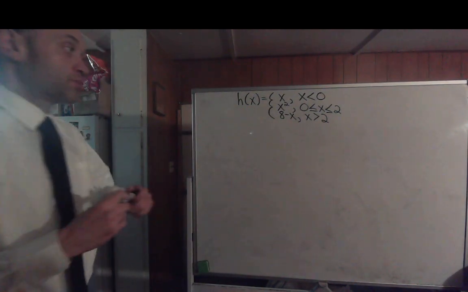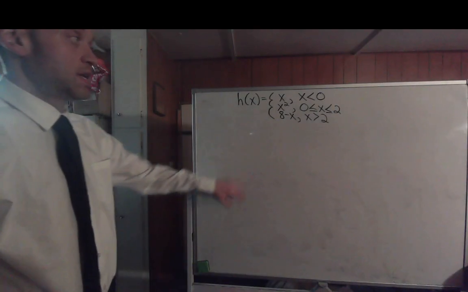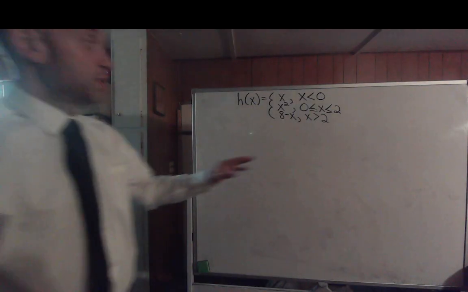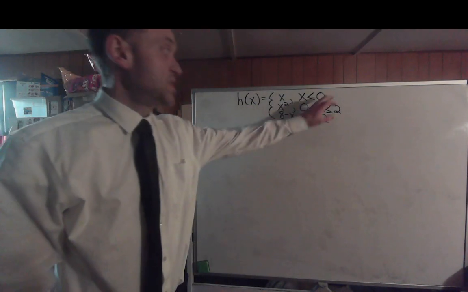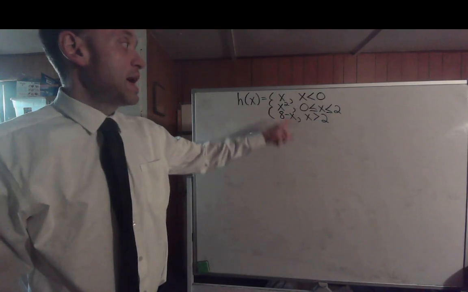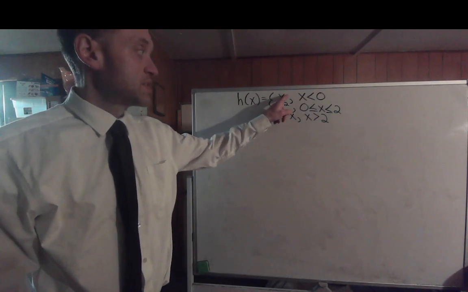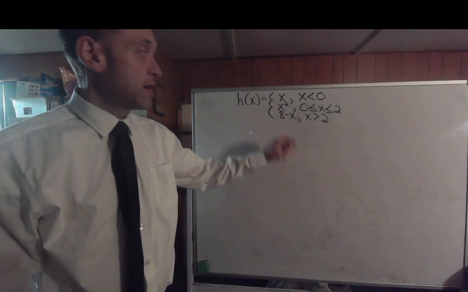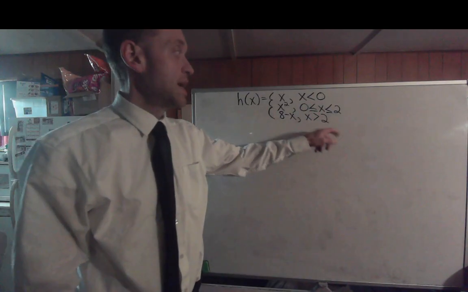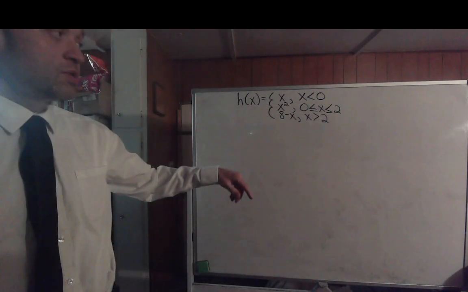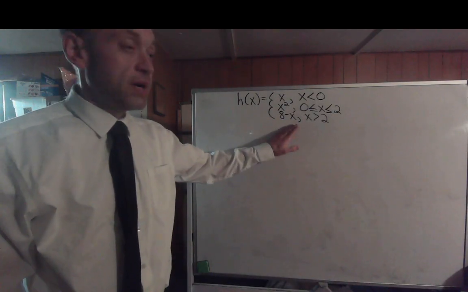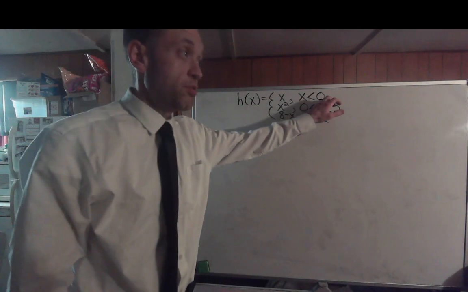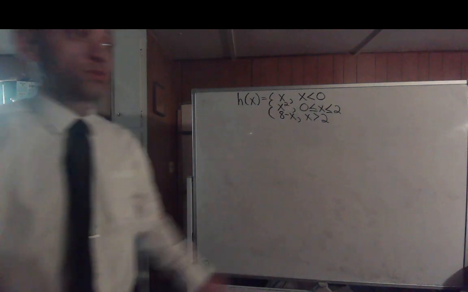So we have a three-piece piecewise function, and of course, we got two breakpoints. You have 0 and 2. Notice how it behaves as x when you have x less than 0. It behaves as x squared when 0 is less than or equal to x, which is less than or equal to 2. And then it behaves as 8 minus x when x is greater than 2. So you have two breakpoints at x equals 0 and x equals 2.